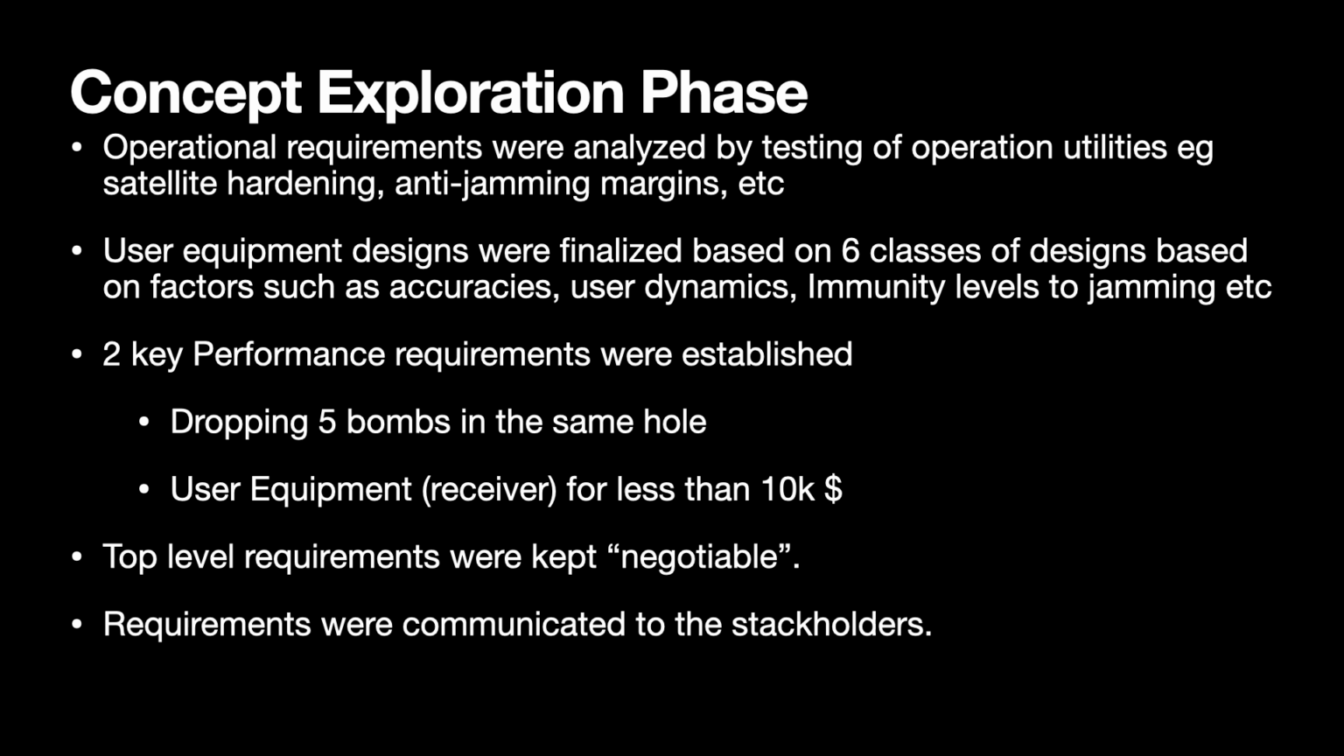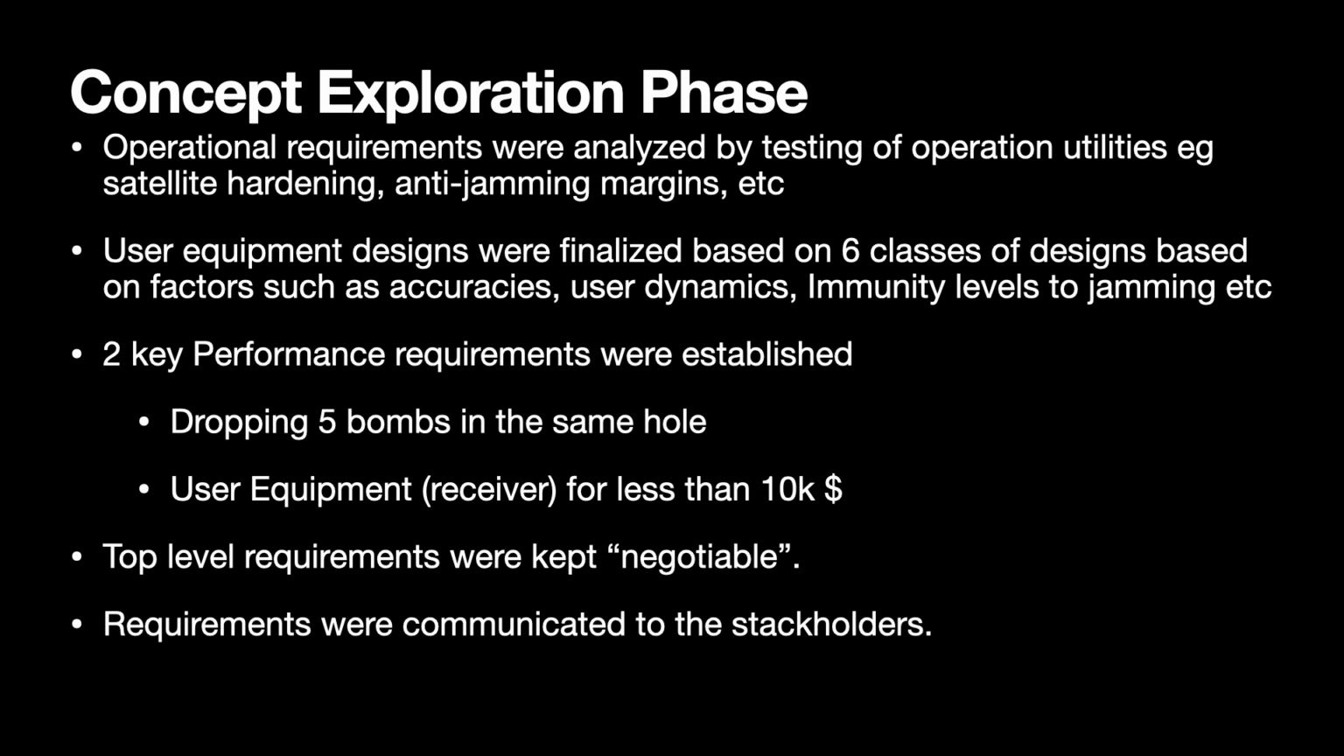Let's now see how this phase was carried out in the development of GPS. The first objective, even before analyzing the operational requirements, was to determine the preferred user equipment designs and validate life cycle cost models for the design to cost process. Six classes of designs were analyzed with the aim to have the highest degree of similarity between these designs. This was done as part of the requirements analysis since each design catered to different requirements such as accuracies, dynamics of user, immunity levels to jamming, usage entity, etc.